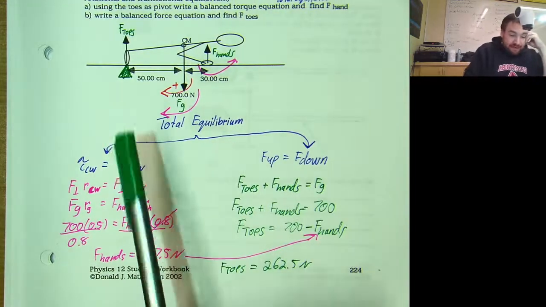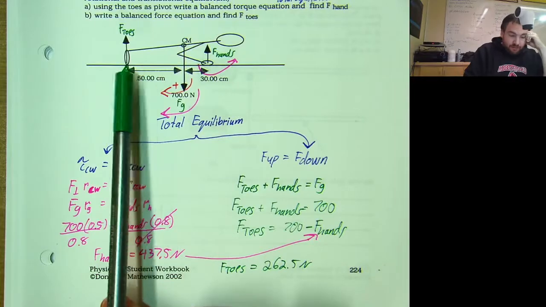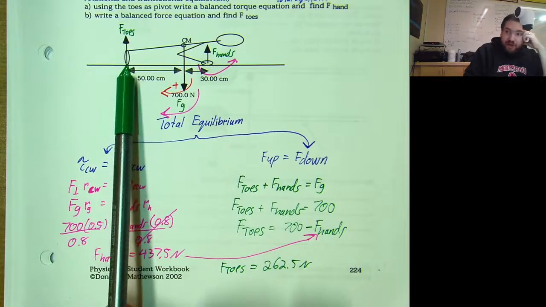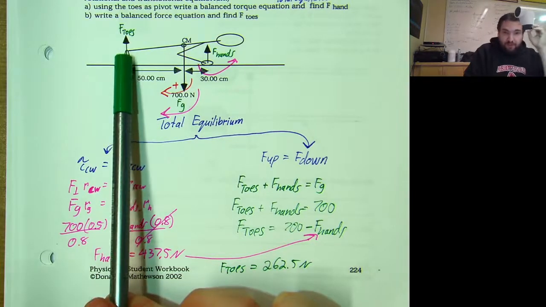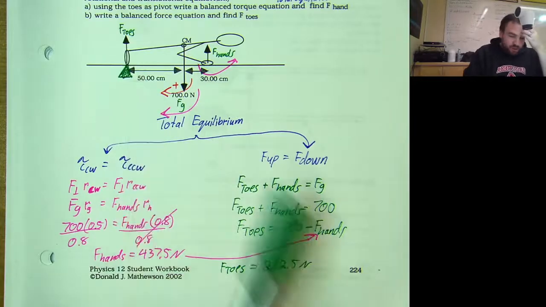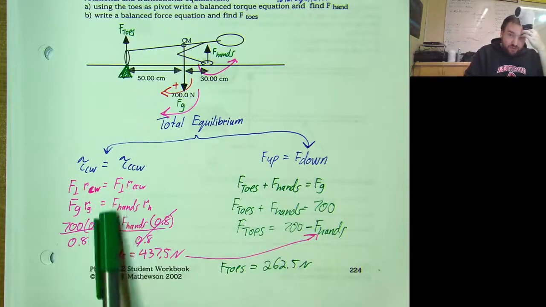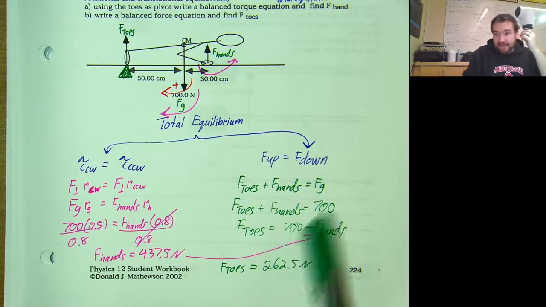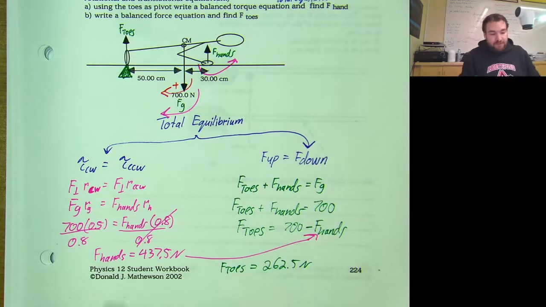So by placing the pivot here, what we got rid of was a torque from a force we didn't know, which made this solvable, which means we could plug it in here and solve for the force that we were missing. Okay?